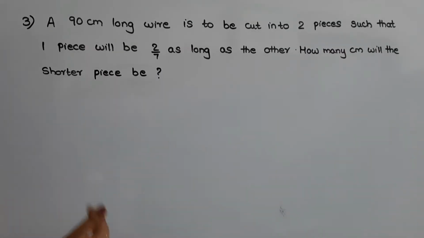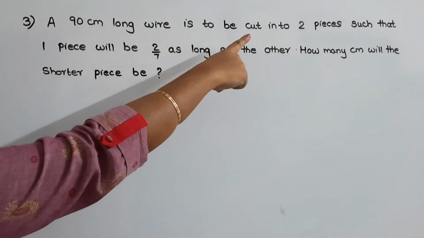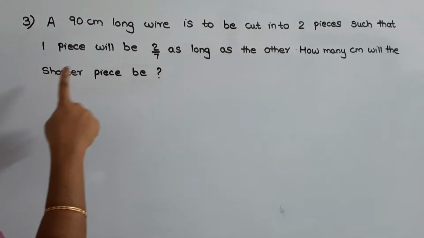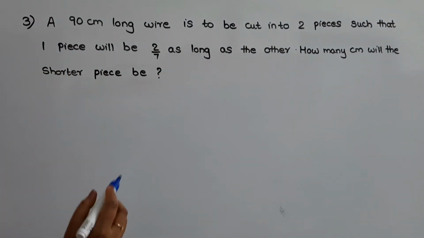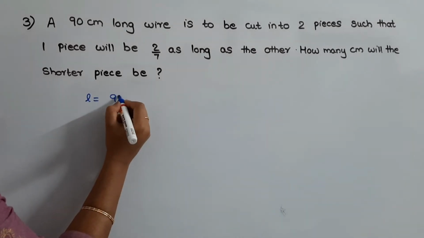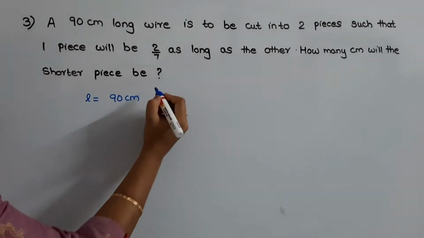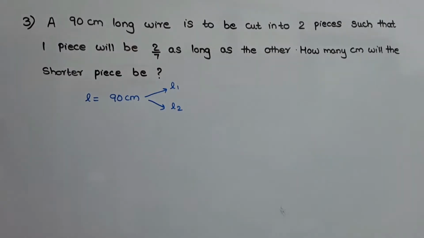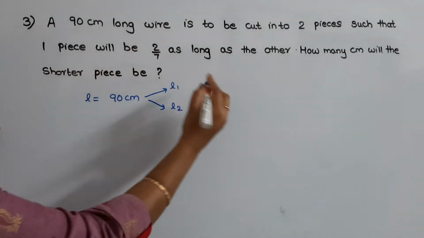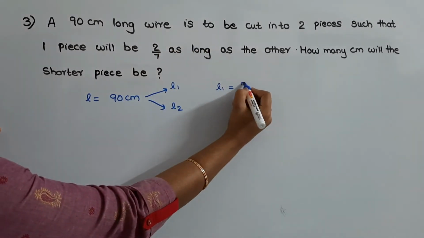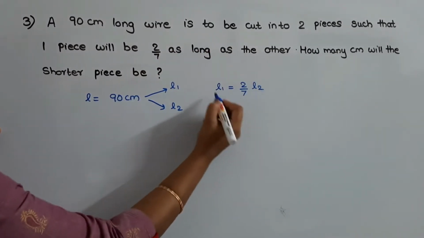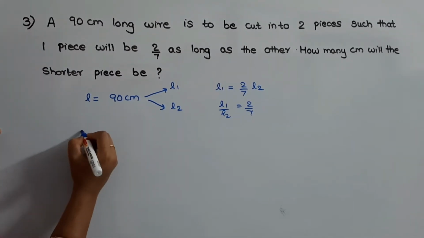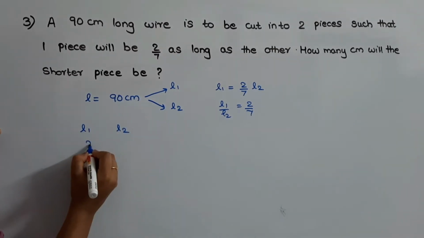The next question is, a 90 cm long wire is to be cut into 2 pieces such that one piece will be 2/7 as long as the other. How many centimeters will the shorter piece be? In this question they are telling that a wire of length 90 centimeter is cut into 2 pieces. Let us consider the length of the first piece as L1 and the length of the second piece as L2. They are telling that the length of the first piece is 2/7 as long as the second piece. So we can write L1 by L2 is equal to 2/7, or the ratio of the lengths of the two pieces is 2:7.